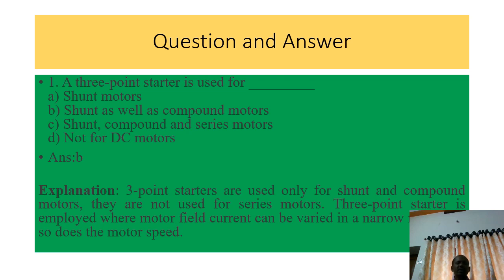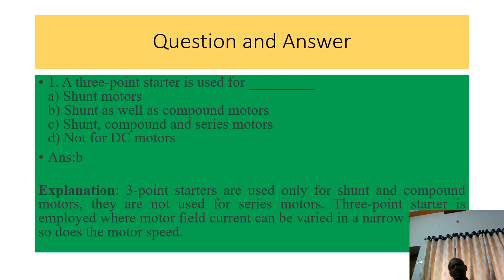Right. The 3-point starter is used for shunt as well as compound motors. That is the correct answer. Here B is the correct answer. The question is, a 3-point starter is used for A, shunt motors, B, shunt as well as compound motors, C, shunt, compound and series motor, D, none for DC motor. So which one is the correct?